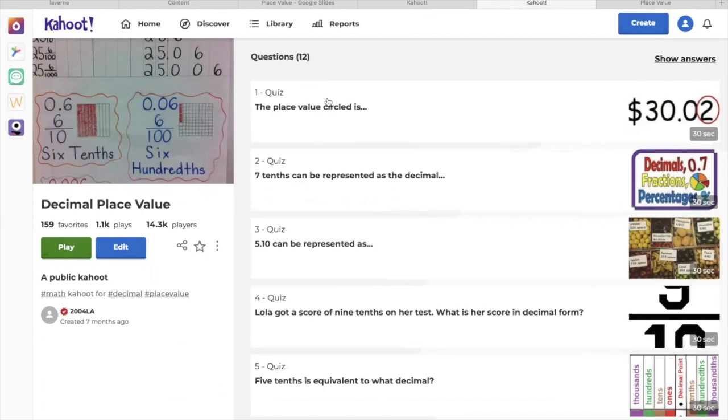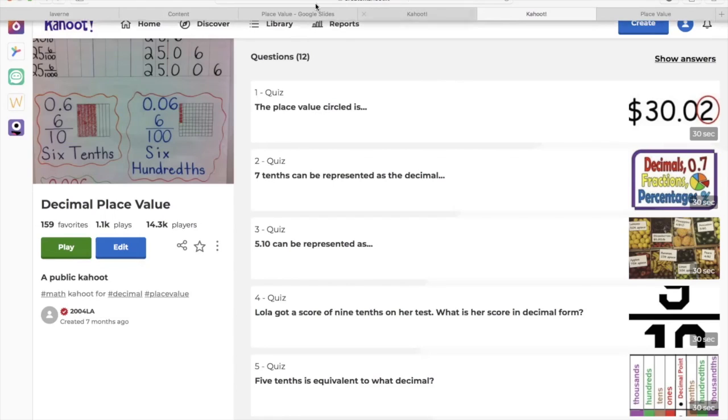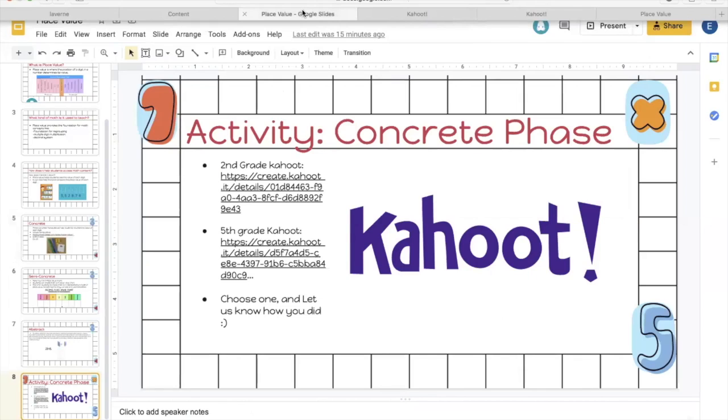Like we said, it's a great way to assess students informally and then see what they need to work on. And as a teacher, you can definitely see what strengths your students have and what they need to be working on.